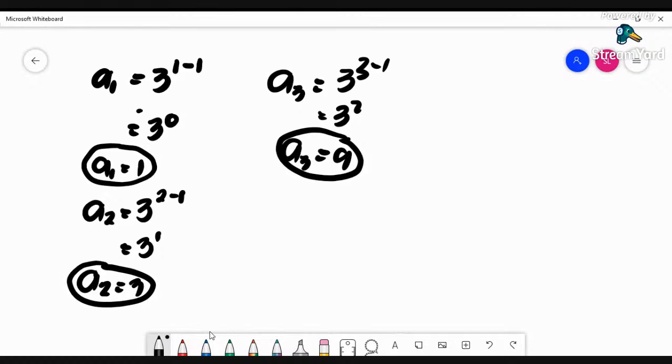Okay, take note that our common ratio is 3. And we have 1 times 3, 3 times 3 is 9. And so automatically our a sub 4 must be 27, and so on. Since we are only looking for the first three terms, our answer will be 1, 3, and 9.